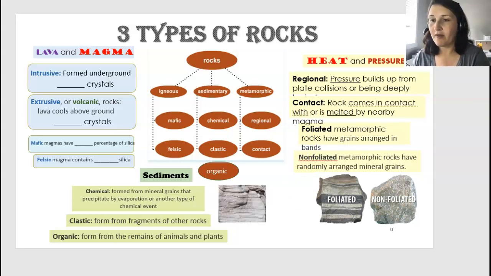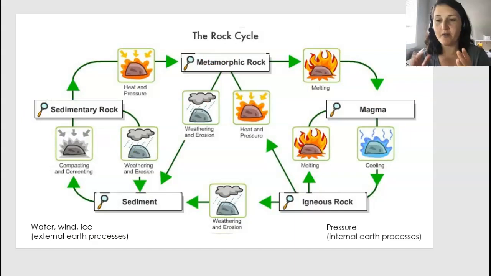Let's take a look at the rock cycle, because that is how one type of rock can become any of the others depending on the processes that change them. Here in the rock cycle, we see metamorphic, sedimentary, and igneous rocks, and they can be changed by internal processes, things that happen within the earth, or external processes, like wind, water, and ice, which happen on the surface of the earth. External processes can change rocks, and internal processes like pressure can also change these rocks.